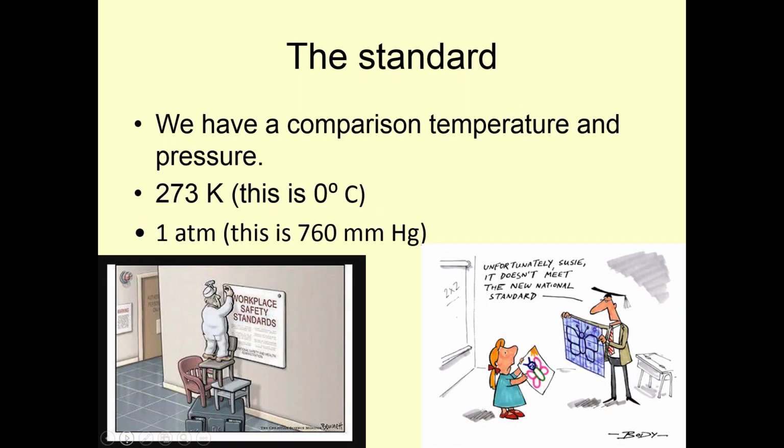The standard. We have a comparison temperature and pressure. 273 K, this is 0 degrees Celsius, is the standard temperature. 1 atmosphere, this is 760 millimeters of mercury, is the standard pressure. So if we say something is at STP, that means you need to have 273 K. We always do our calculations in kelvins because it is directly proportional to particle motion. And 1 atmosphere, which is the pressure.